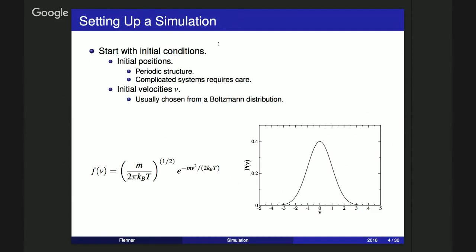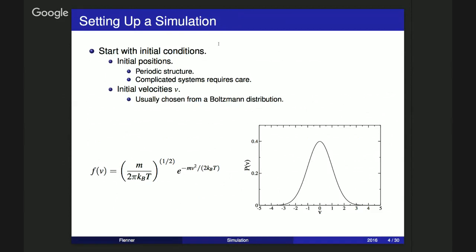you start with some initial conditions. The initial positions can come from different places. You can create these different ways. I think on the first day you created a whole bunch of benzene molecules, right? And so that would be one way to create the initial positions of the atoms.